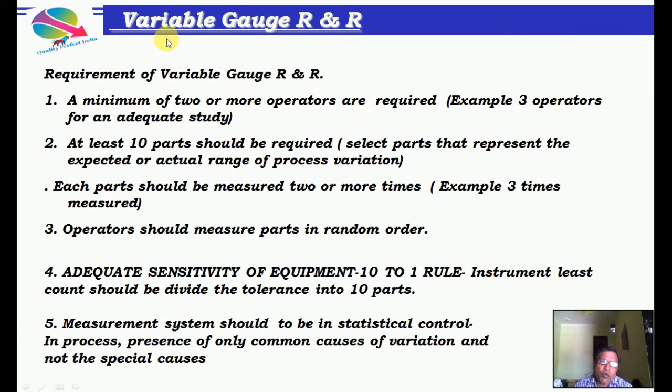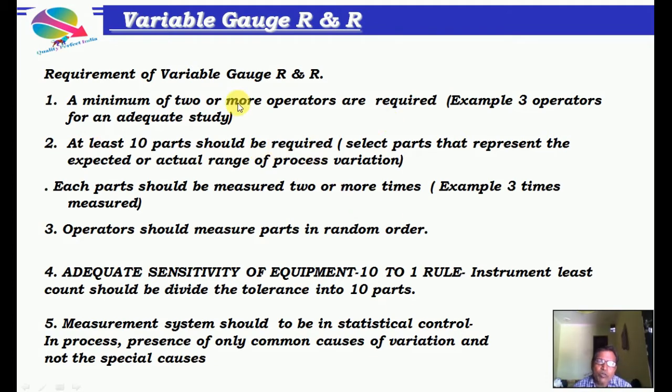Friends, if you are going to calculate variable gauge R&R, there are five things you have to keep in mind. First, a minimum of two or more operators are required. Means if you are going to conduct the variable gauge R&R calculation, a minimum of two or three operators is required who are going to check the part. Here, in the example, I have taken three operators. Second, at least 10 parts should be taken.